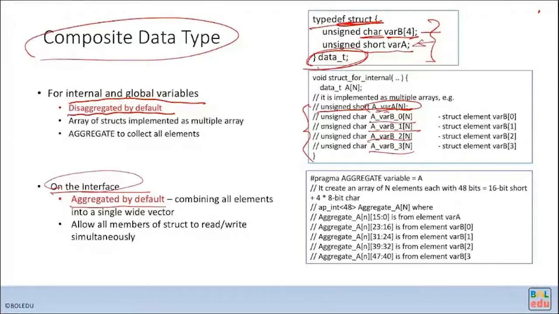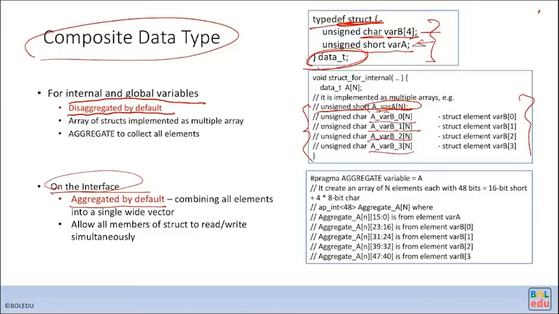However, when you use the struct on the interface, it is aggregated by default. If you don't aggregate them, like in this example, if you separate them, then you will have 5 sets of memory access control logic. That means 5 sets of address generation and control signals. That's the reason that for the interface you want to minimize the number of interface signals, so it will be aggregated.